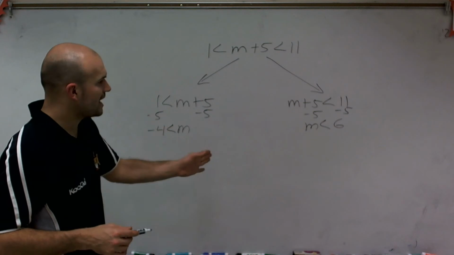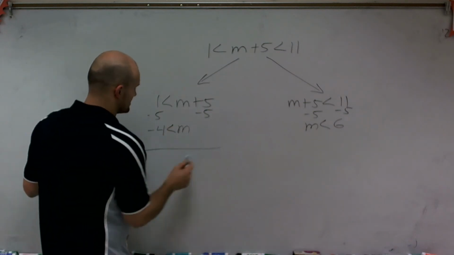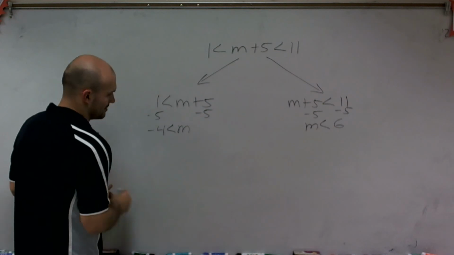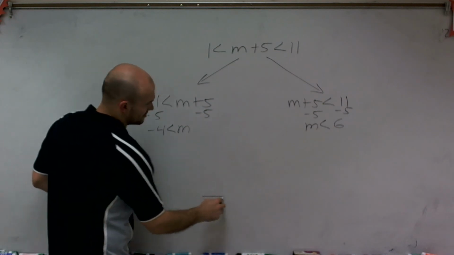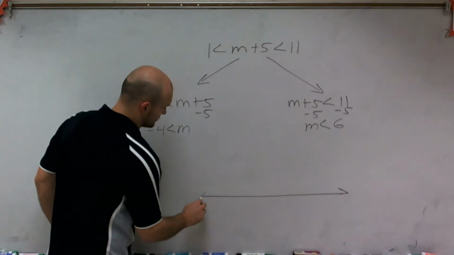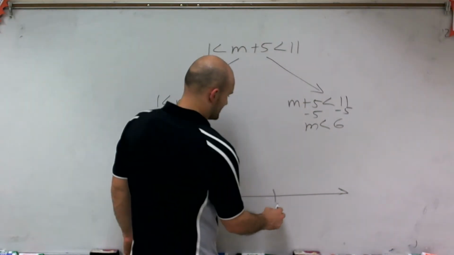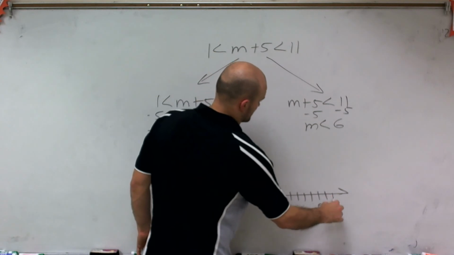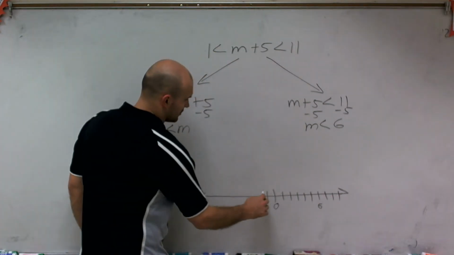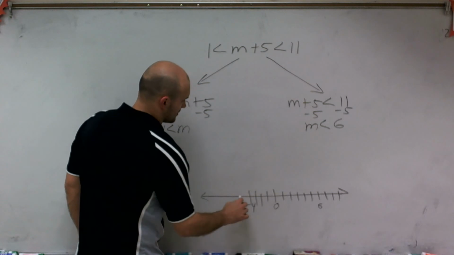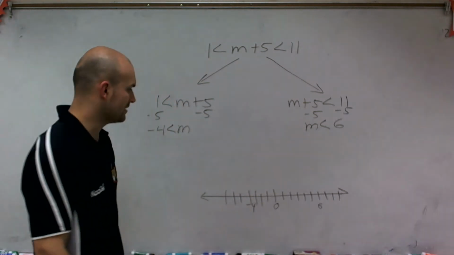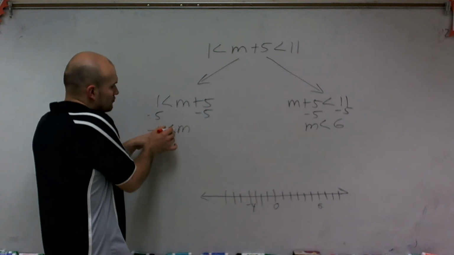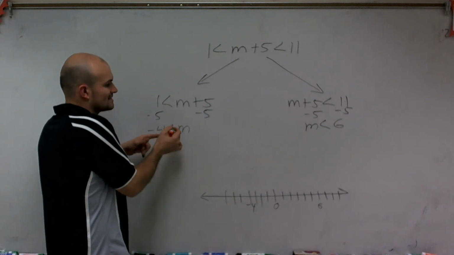Now I'm going to graph each one of these. Let's graph them on the same number line. I'll have 0, so 1, 2, 3, 4, 5, 6, and then negative 1, 2, 3, 4, negative 5, negative 6, negative 7. Okay, let's graph this one first. It says m is greater than negative 4, or negative 4 is less than m.